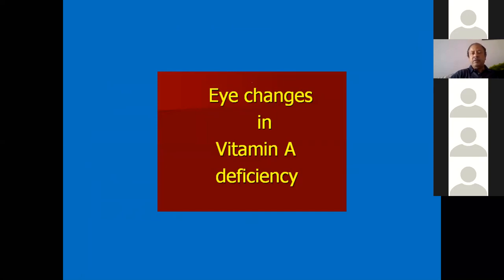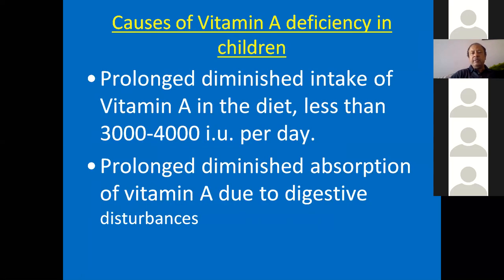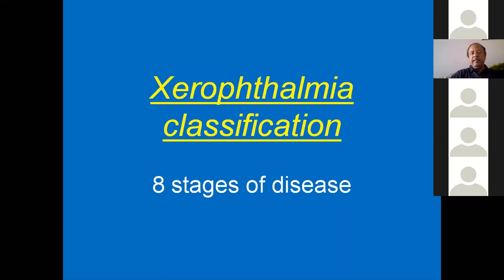Eye changes in vitamin A deficiency. It is due to diminished intake of vitamin A in the diet, less than 3,000 to 4,000 international units, or due to prolonged diminished absorption of vitamin A. Ocular manifestations of vitamin A deficiency are called xerophthalmia. There are 8 stages of disease, xerophthalmia.